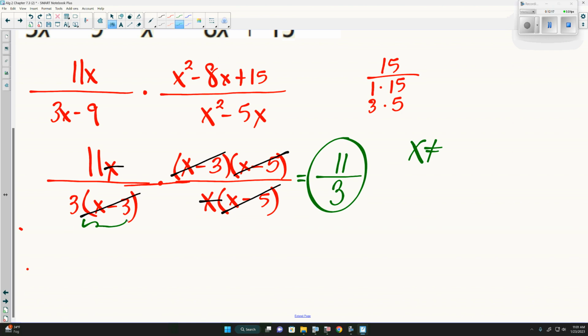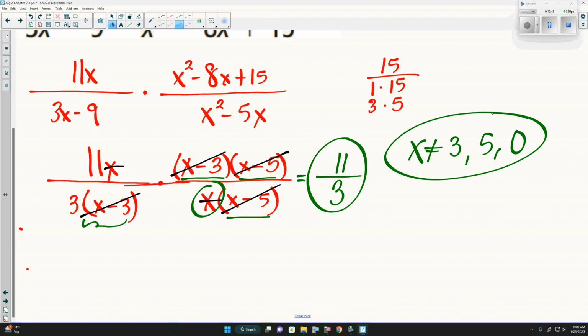For the first one, x minus 3 would be 3, because 3 minus 3 is 0. And we would have 5, because x minus 5, 5 minus 5 is 0. And there's one more. Since we have this x by itself in the denominator, because x times something gives a 0, it's just going to be 0. So our 3 restrictions are 3, 5, and 0. Any questions on this here?